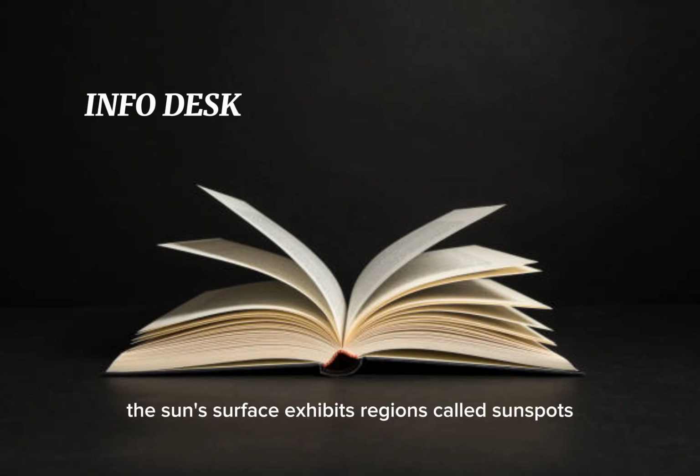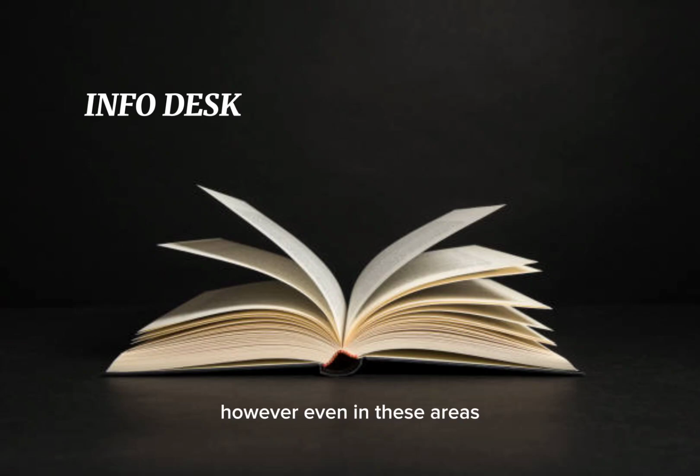Sunspots and solar flares. The sun's surface exhibits regions called sunspots, which are cooler and darker areas caused by intense magnetic activity. However, even in these areas, the temperatures are still incredibly high compared to anything on Earth. Solar flares, which are powerful eruptions of energy, can occur in regions of intense magnetic activity on the sun's surface.